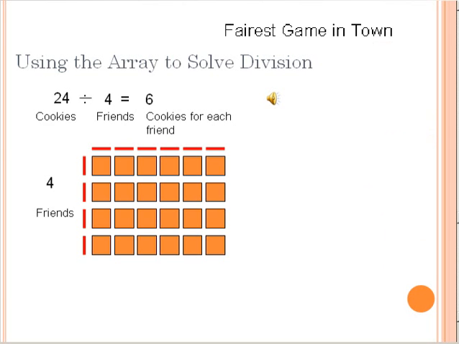When we're using the array to solve multiplication, what we know are the 2 dimensions. We would know that there are 4 friends, and we would know that there were 6 cookies for each friend, but what we wouldn't know would be how many cookies that would be. For division, it's different.